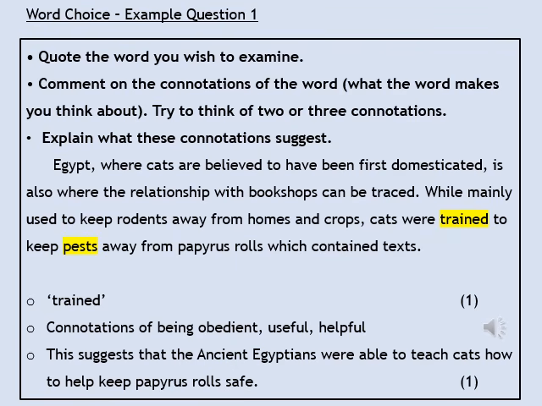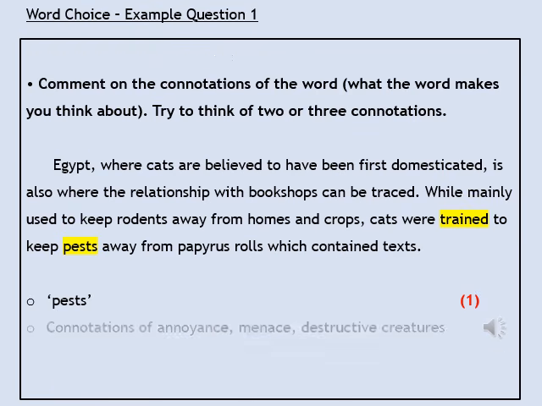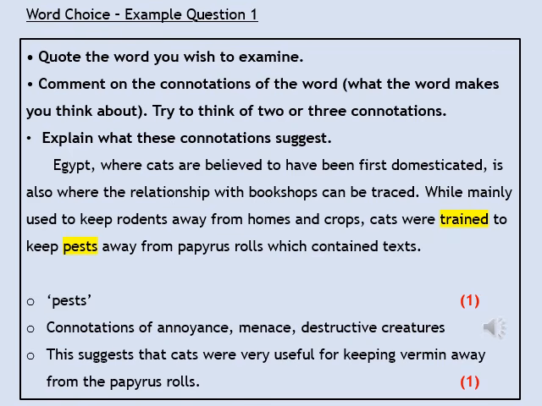Now, the last thing we've got to do is explain what these connotations suggest. We could have said something like this. This suggests that the ancient Egyptians were able to teach cats how to help keep papyrus rolls safe. There we have our 2 marks for each of the parts of the formula I've just discussed. And here we can see another possible answer we could have given for the very same question, this time referring to the word pests.